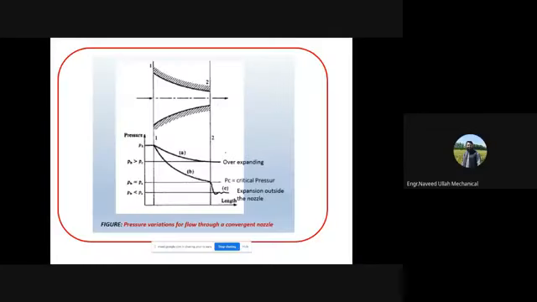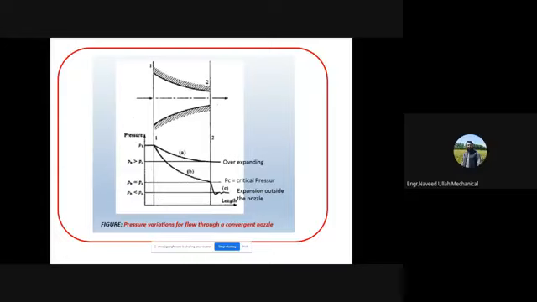Here we have the pressure variations for flow through a convergent nozzle. This is almost the same case as we discussed previously, but over here we have the fluid properties like pressure P1, temperature T1, velocity V1, density rho1, etc., and here at the exit we have P2, C2, and T2. They have plotted the pressure variations in the convergent nozzle against the length of the nozzle. So this is the length of the nozzle and this is the pressure variation.